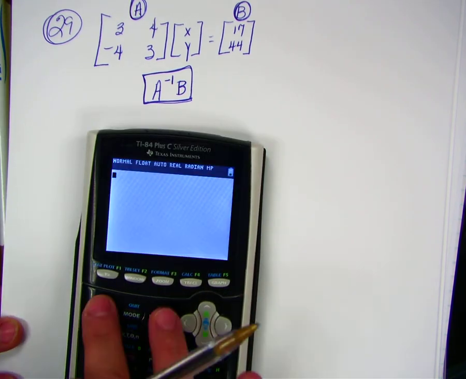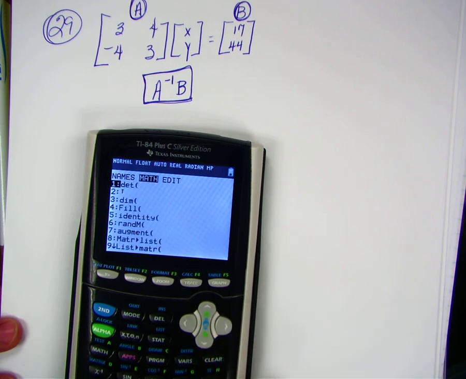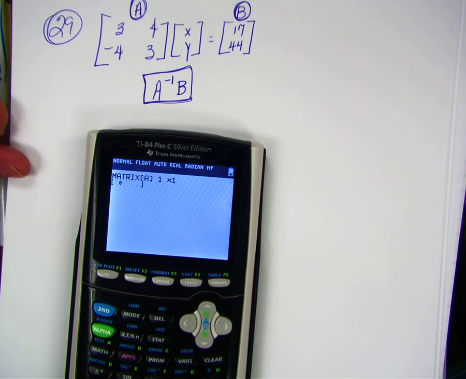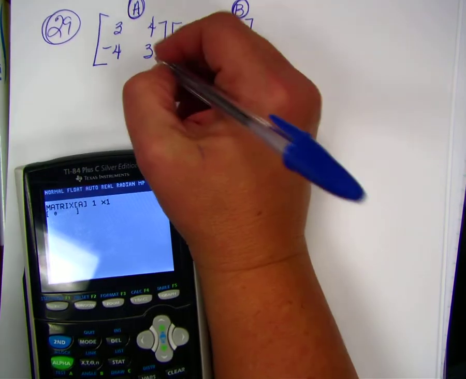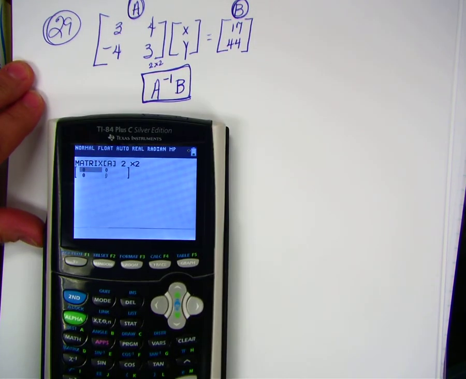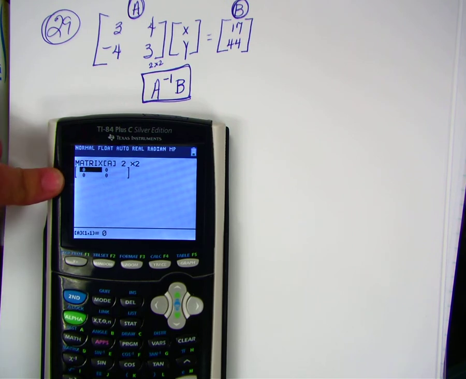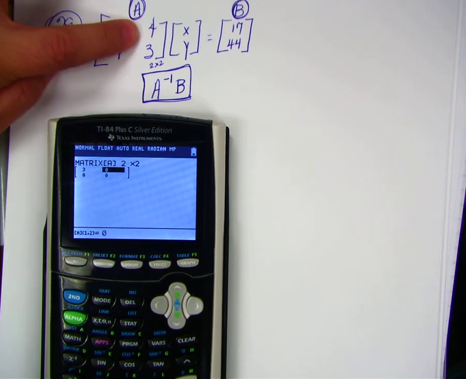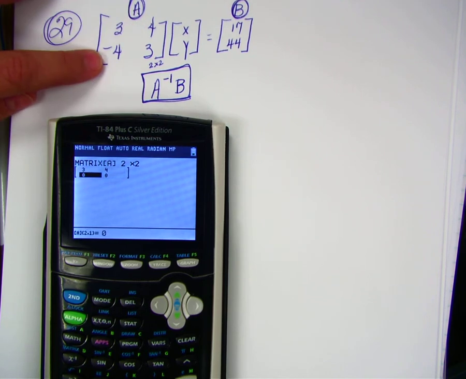Okay, so we go to matrix, go to edit, and matrix A is what? What are the dimensions of matrix A? 2 by 2. If you're not sure you're correct, if you look at your picture there, you can see. So I'm going to start right here. First row, first column is a 3, then a 4, then a -4, that's a 1, and then a 3.